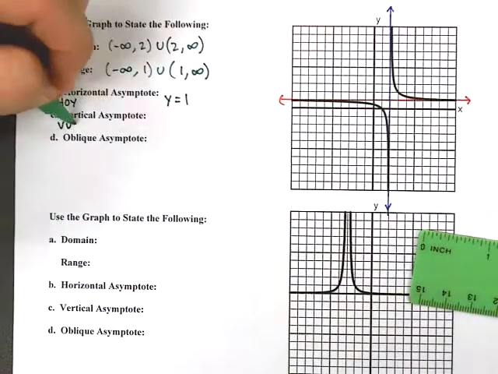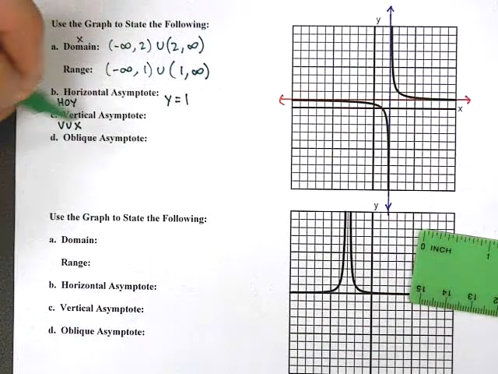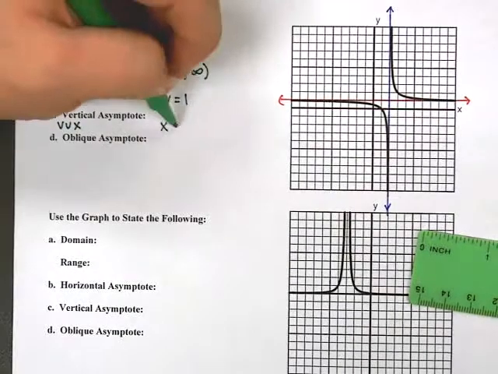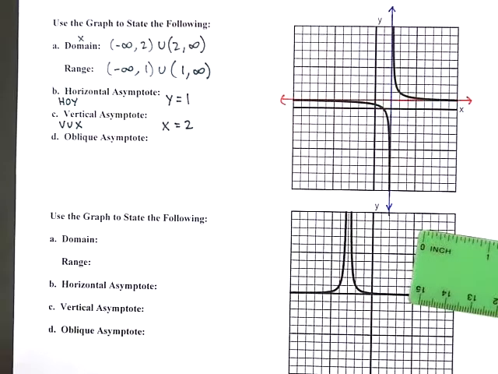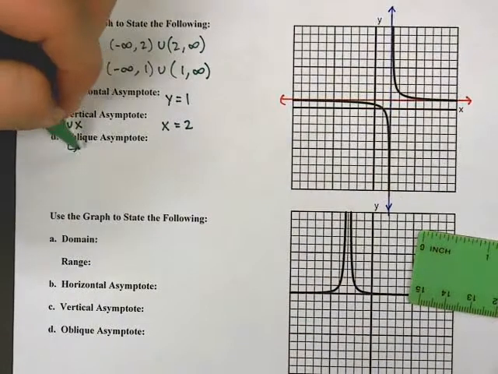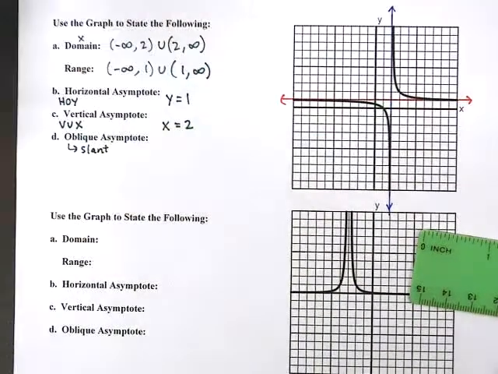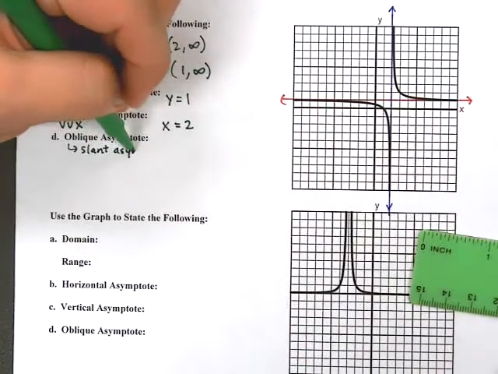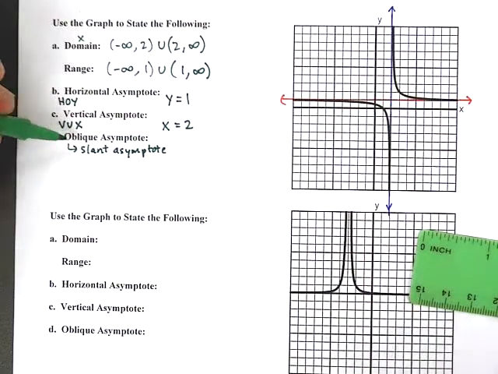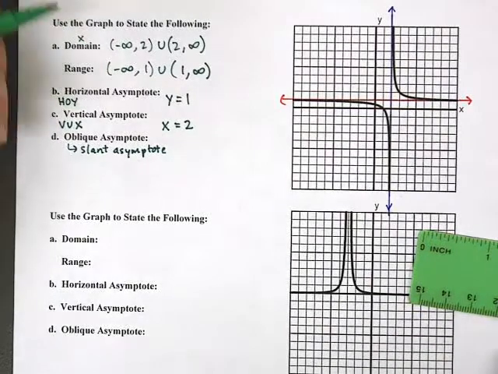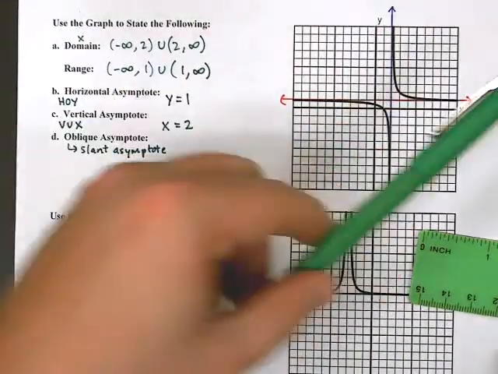Conversely, vertical, VUX, so you know x equals, and whatever that vertical line was, it was at x equals 2. Now the last one, oblique. Some people call it the slant asymptote instead. I sometimes do. So if I ever say slant asymptote, I mean oblique asymptote. And really what I mean is some sort of diagonal line, all right?